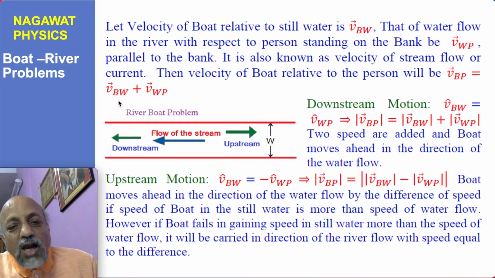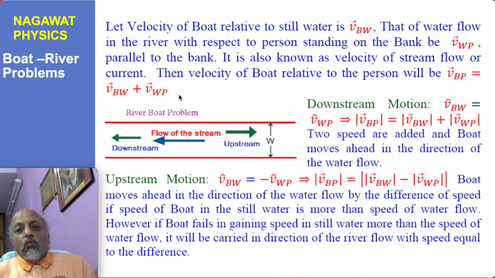And since the two are having the same direction, the velocity of boat with respect to the water and velocity of the water with respect to the person, in the same direction you will get a higher speed with respect to the person. So VBP will be obtained by adding the two. So you can say the speed with respect to the person standing on the ground, somebody is standing here, suppose, then the speed of the boat with respect to that person standing on the ground would be equal to the speed of the boat with respect to the water plus the speed of the water flow.